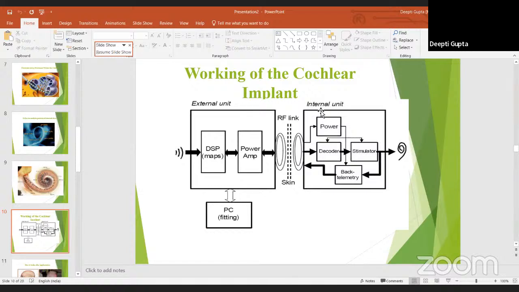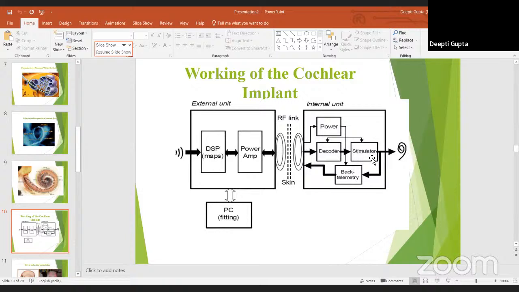Now it goes to the internal part of the cochlear implant. What does it do? As we know, the internal unit doesn't have any battery. So with the help of the RF link, it takes the power. And it decodes the signal, and whatever signals are coming, it stimulates the electrode. According to the signal, the electrode gets stimulated.